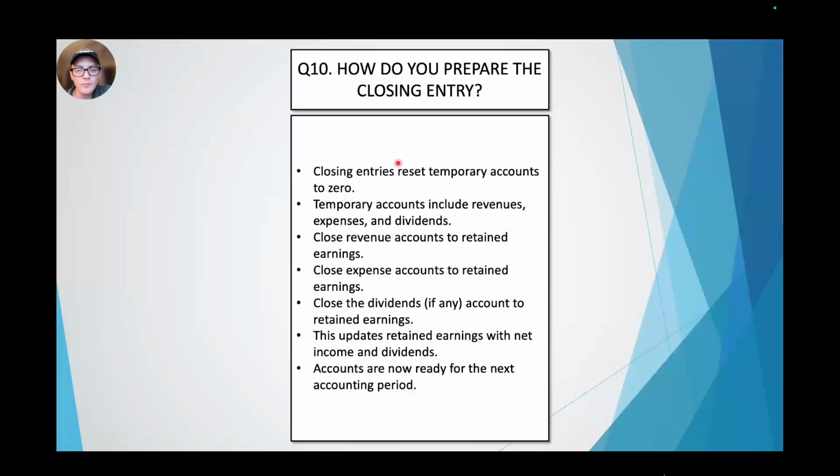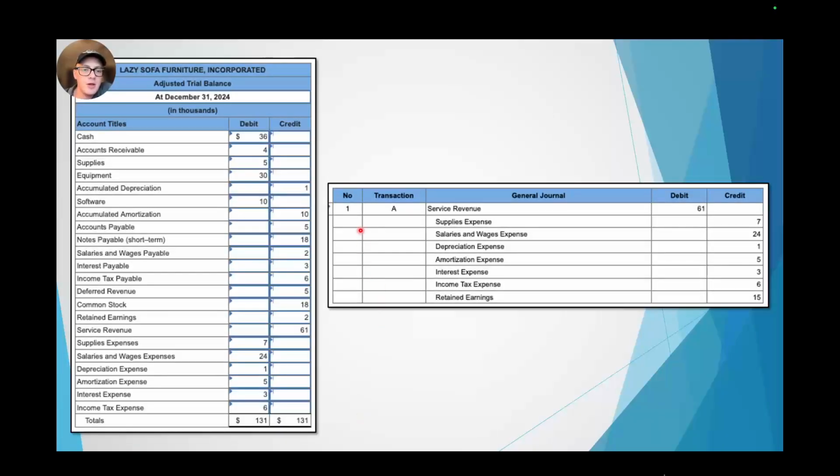All right. How do you prepare the closing entry? All this is saying: closing entries transfer the balances of temporary accounts like revenues and expenses to retained earnings. This resets those accounts to 0 for the next accounting period. So we look over here at our adjusted trial balance and our general journal. So we are closing out our temporary accounts.